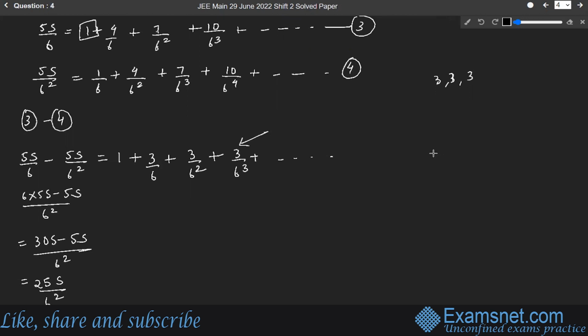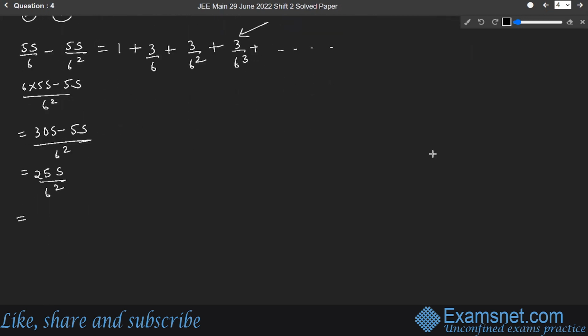We know that 25 is the square of 5. So we can write this expression as 5 square upon 6 square into s, right? Now what is it equal to? It is equal to the RHS part, which is 1 plus 3 by 6 plus 3 by 6 square plus 3 by 6 cube and so on. Now, if we notice a thing, in the right hand side, we find that 3 by 6 is common in all these terms. Again, if we exclude this 1, and if we look carefully at all the given terms, then 3 by 6 is common. So let us take it common.